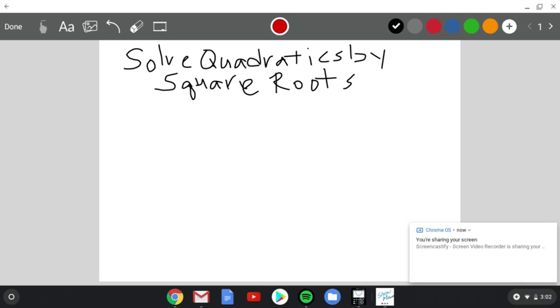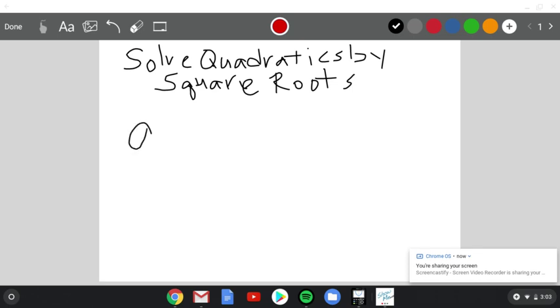Hello, this lesson is solving quadratics by square roots. So our normal form for a quadratic equation, our standard form, is ax squared plus bx plus c equals 0.